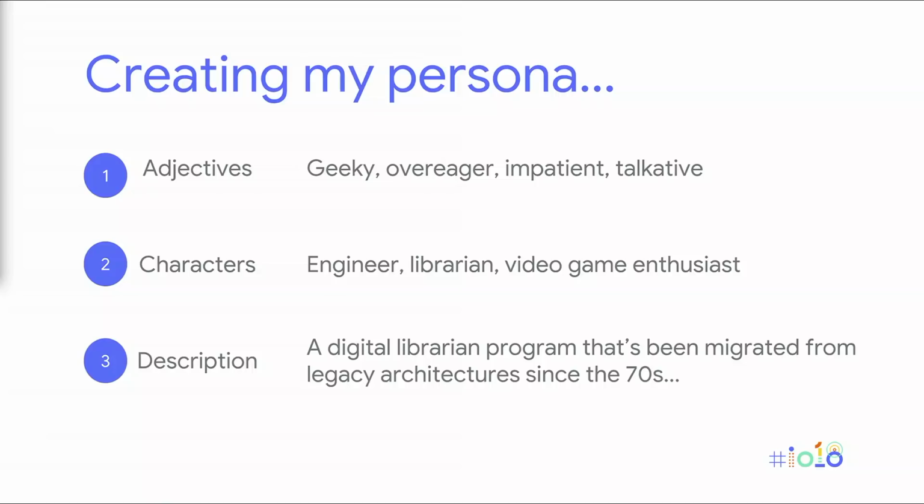And how did I come up with my persona? Well, first I came up with some adjectives that describe my brand, right? So I'm a little bit geeky, and I'm overeager, and I'm kind of talkative when the topic is something that I really care about. And then I came up with some characters that embody this in real life. So I could use an engineer like myself, or maybe a librarian, or if you're like any of my friends, video game enthusiasts, they tend to be this way as well. And then I chose one, and I kind of whittled it down to a description. So I came up with a digital librarian program that's been migrated from architecture to architecture since the 70s, and so it knows a lot about programming languages.